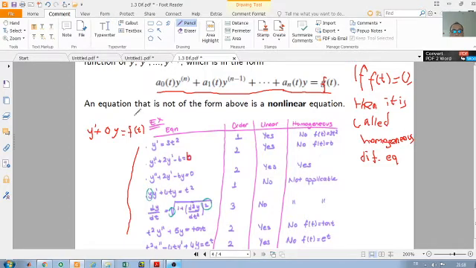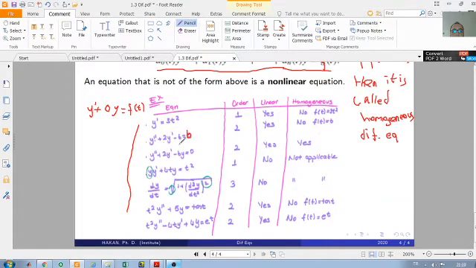Therefore, a1 of t is 1, and a0 is 0. Namely, the coefficients are considered as functions of t, which are constant functions, and it is of the form of the linear equation. Therefore, it is a linear differential equation, and it is an ordinary differential equation since we have a single independent variable. Is it homogeneous? No, because the right hand side of this linear ordinary first order differential equation is 3 times t square, which is not equal to 0. Therefore, it does not satisfy the condition of the homogeneous differential equation. It is not homogeneous, but it is linear. The order is 1, namely this is a first order ordinary linear non-homogeneous differential equation.